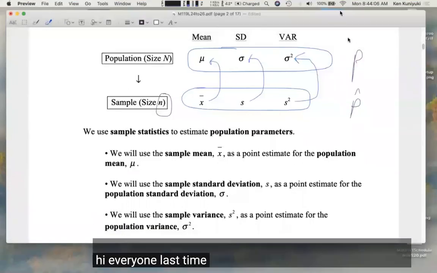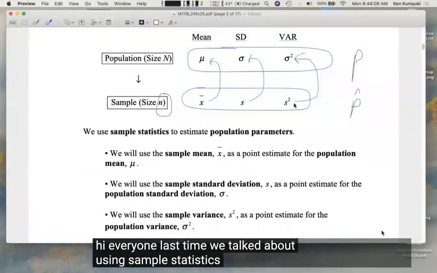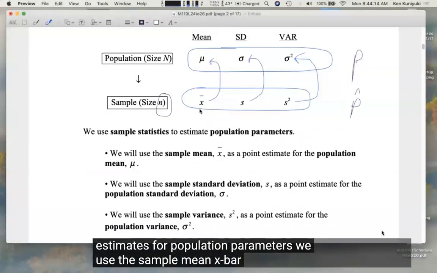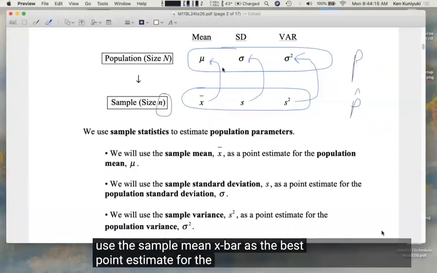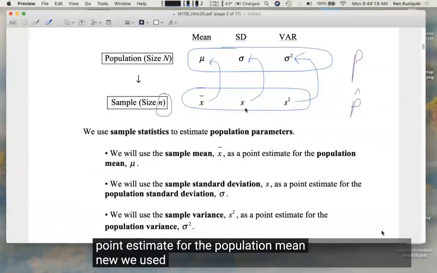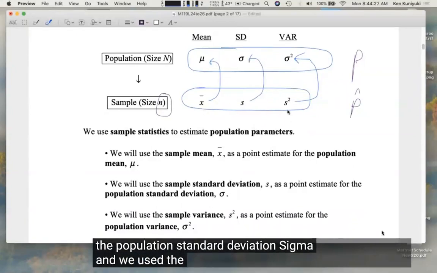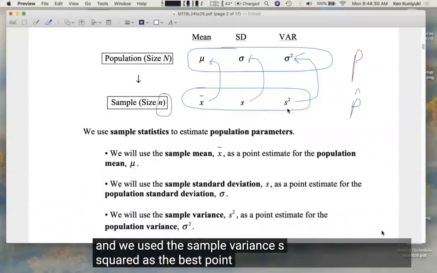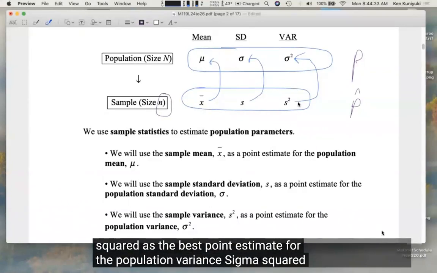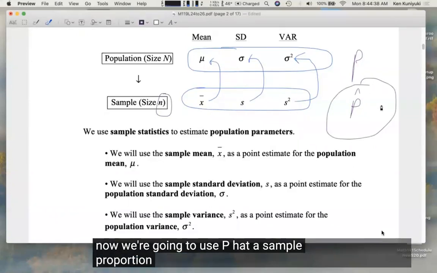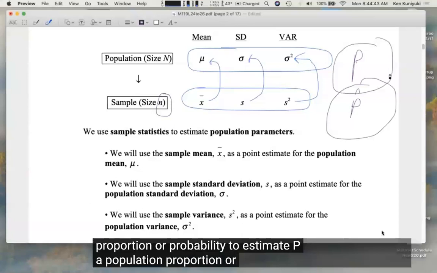Hi everyone, last time we talked about using sample statistics as point estimates for population parameters. We used the sample mean X bar as the best point estimate for the population mean, mu. We used the sample standard deviation, S, as a good point estimate for the population standard deviation, sigma. And we used the sample variance, S squared, as the best point estimate for the population variance, sigma squared. Now, we're going to use p hat, a sample proportion or probability, to estimate p, a population proportion or probability.